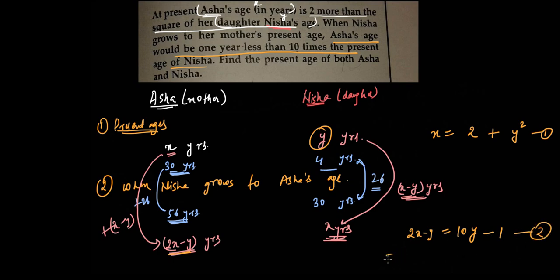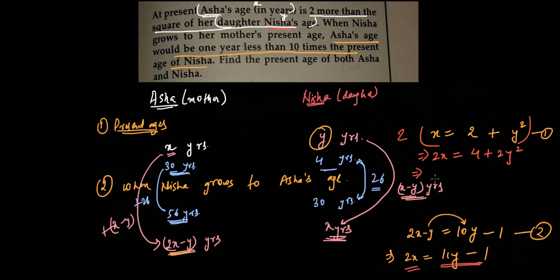So from this I can see that 2x is equal to 11y. I'll put y this side. This becomes 11y minus 1, right? I have one equation this way. So let us try to solve it. So what will we be getting here, right? So let me multiply both sides by 2. So I have 2x is equal to 4 plus 2y square. Now this is a simple quadratic. And what we'll be doing here is that this value of 2x, that is 11y minus 1, I'll be substituting here. So I'll be getting 11y minus 1 is equal to 4 plus 2y square.